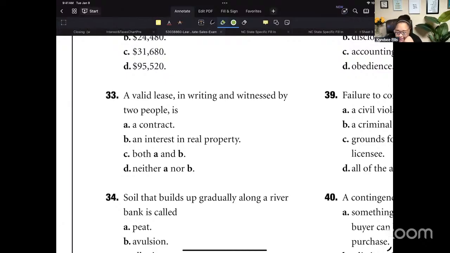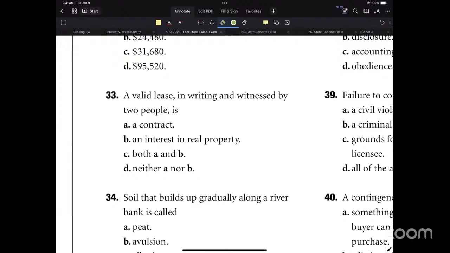A valid lease in writing and witnessed by two people is: A, a contract; B, an interest in real property; C, both A and B; or D, neither A nor B? It's a slight take on that one only, two only, neither one and two, both one and two. I mean, similar, but what are we thinking? Anybody have a thought? I think it's C, both A and B.